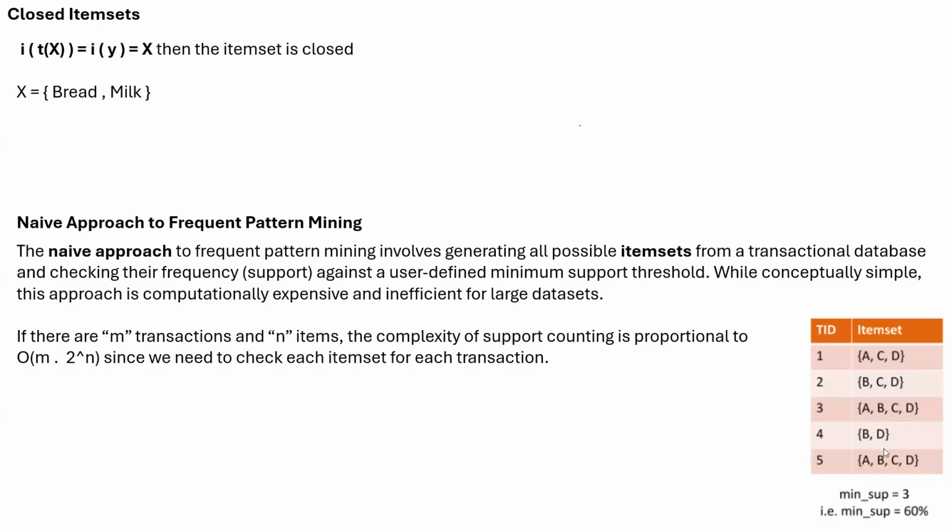Go to every transaction, find out A and D. And then what is my third combination? A, C, D. How frequent are these three happening together? A, C, D happening twice.